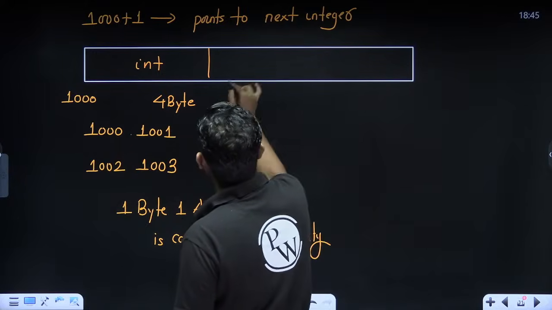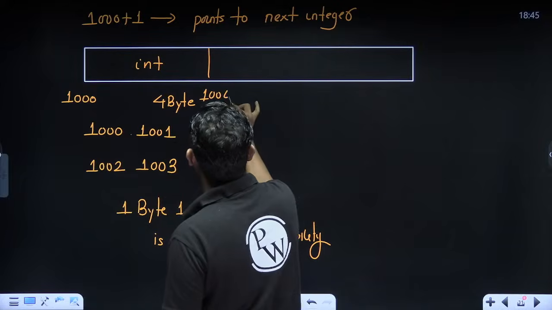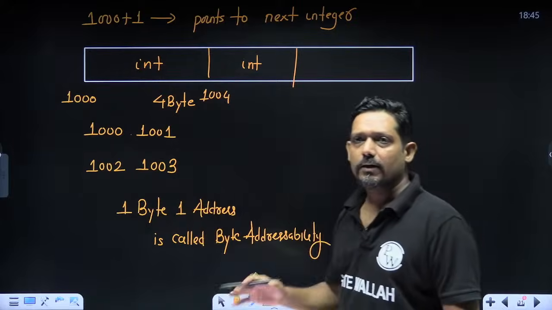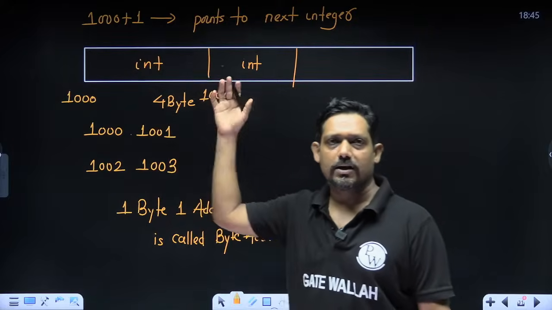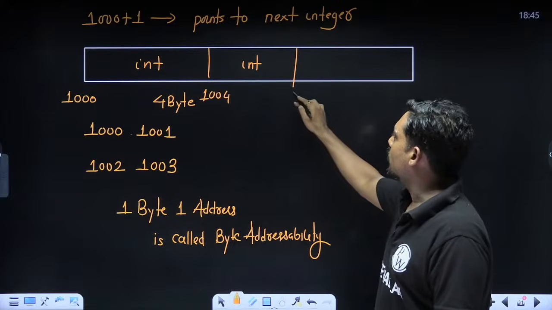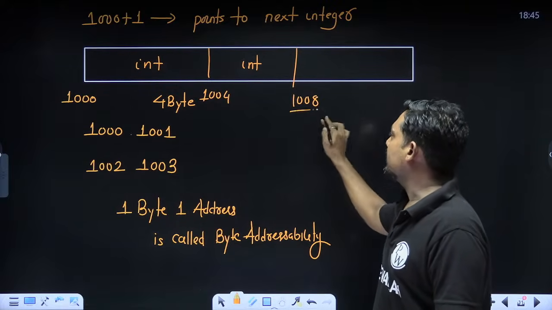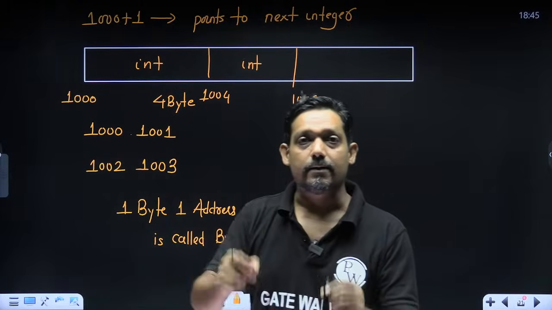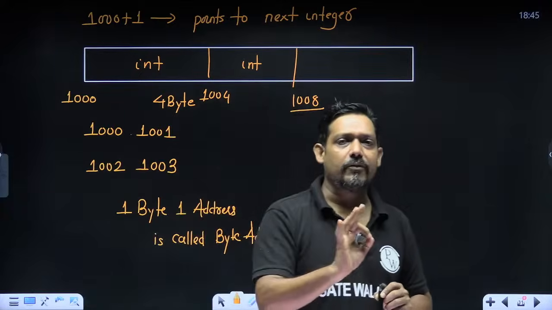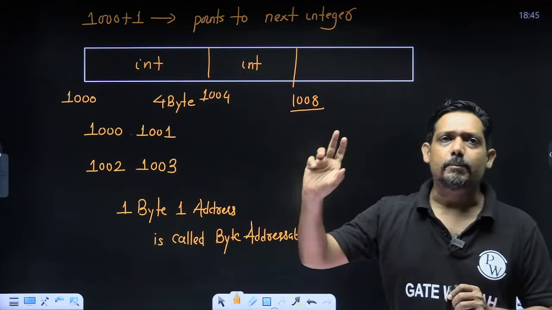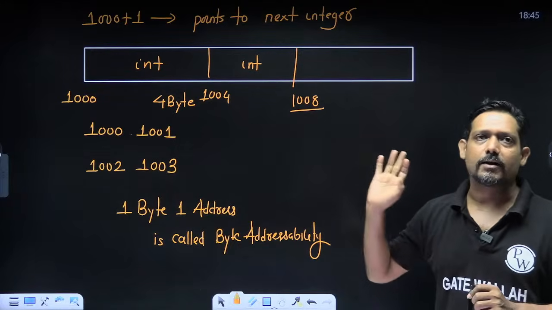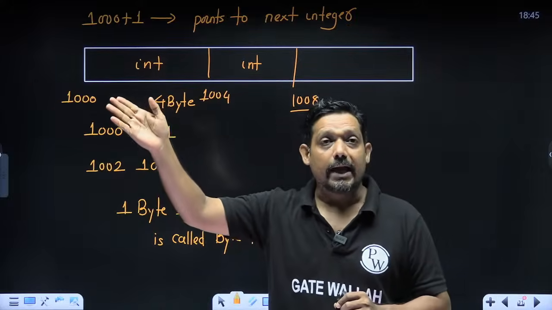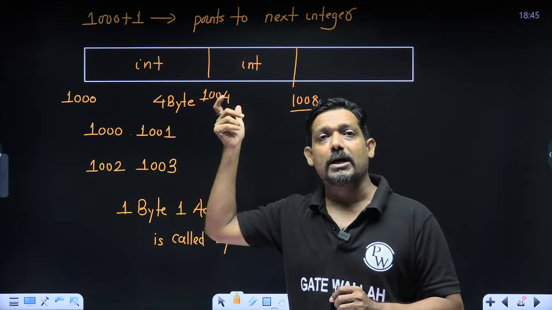Okay, so now the next integer will start from 1004. That is the reason that when you add 1, 1000 jumps to 1004. Again, if you add plus 1, it will go here, in this case 1008. This is the same way your array is being stored in the memory, in a sequential manner, one after another, starting at 1000, then the next element will be 1004.